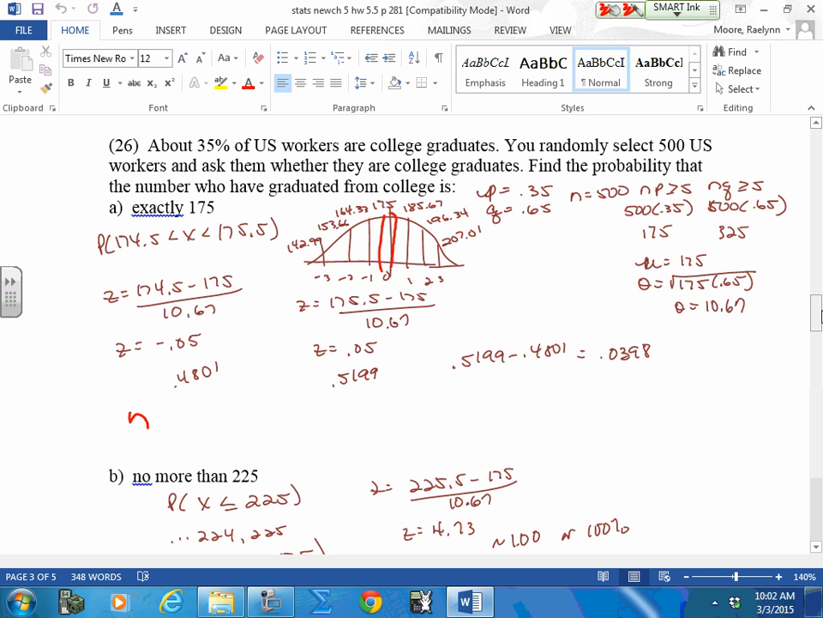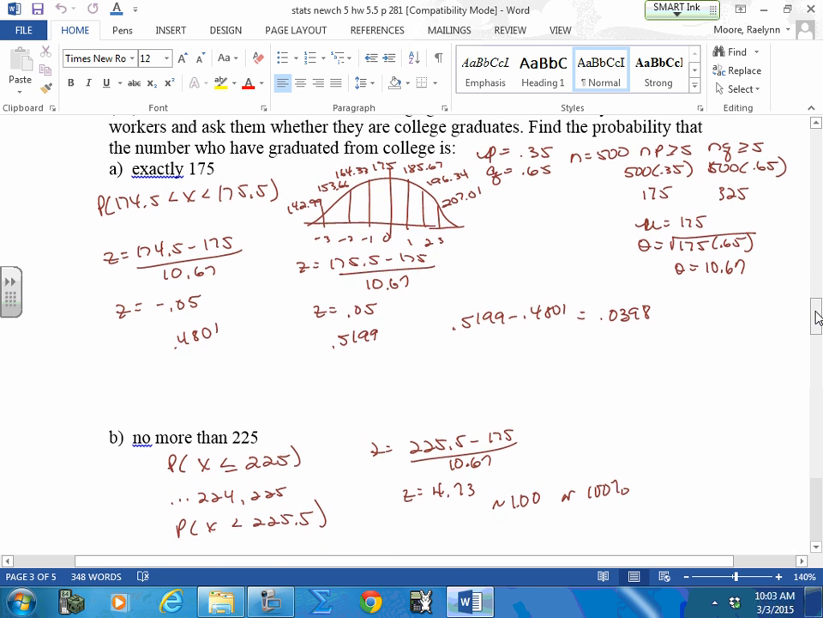If you use your normal CDF, this is your lower limit. This is your upper limit. Your mean and your standard deviation. That works really, really nice in that. Good? And you all remember to subtract your areas, not your z-scores. Okay, never, never, never subtract your z-scores.